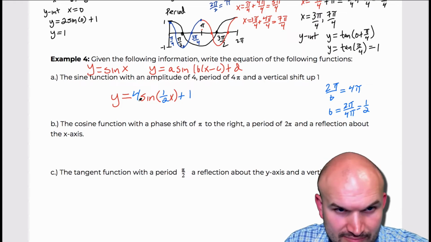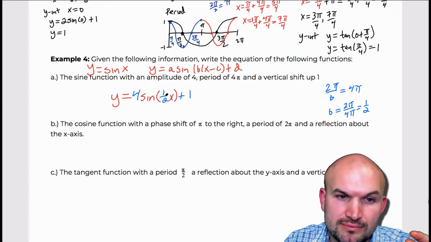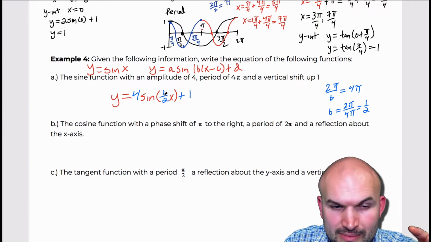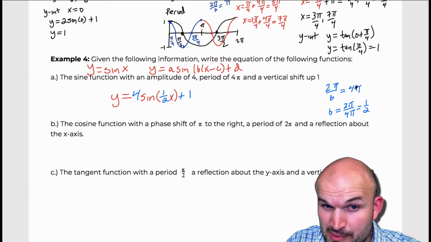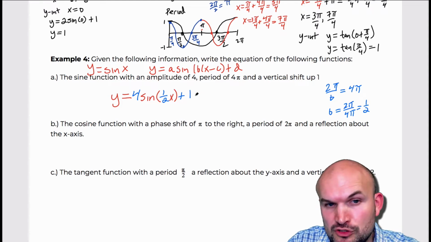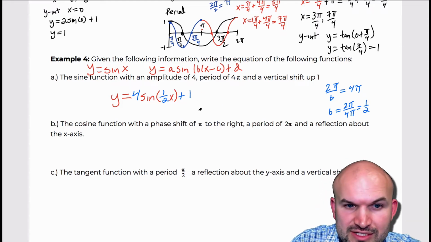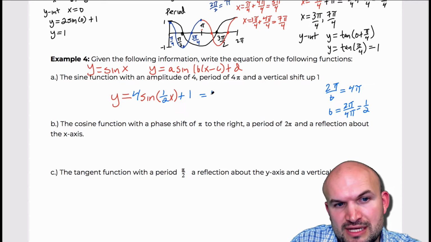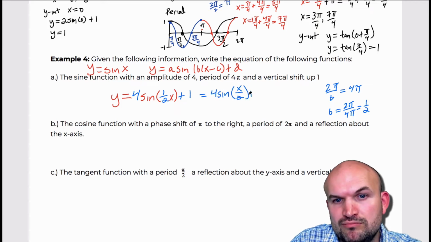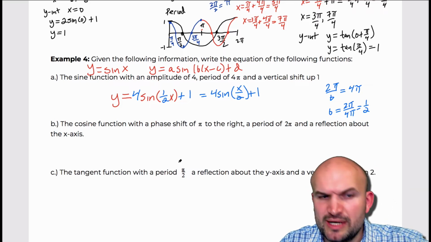So you can see here, my A is my amplitude of 4. Here's my period, my B, which is 1/2, which gives me a period of 4 pi. And then I have my vertical shift up 1. And then we could also rewrite this one more time. That is also the same thing as 4 sine of x over 2 plus 1. So just another way to kind of look at it.